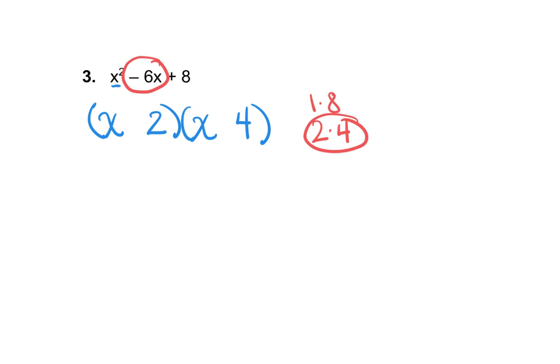But in order to make that negative 6 in the middle, I would need to have a negative 2x and a negative 4x. So I'm multiplying that, and I'm multiplying those outside terms as well. That's how I'm getting those. So, well, two negatives make a positive. And so we have x minus 2 times x minus 4. And that is how we make these middle terms equal up to that negative 6x.